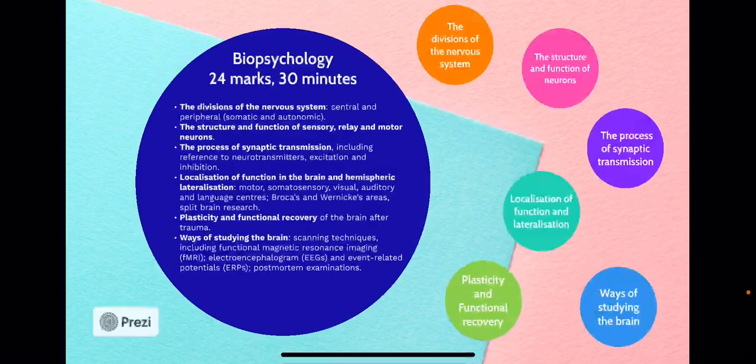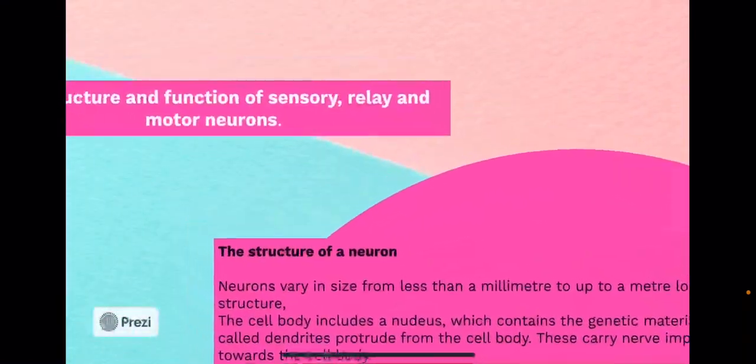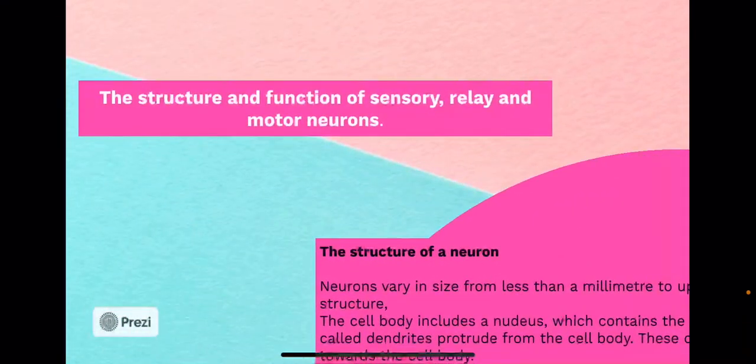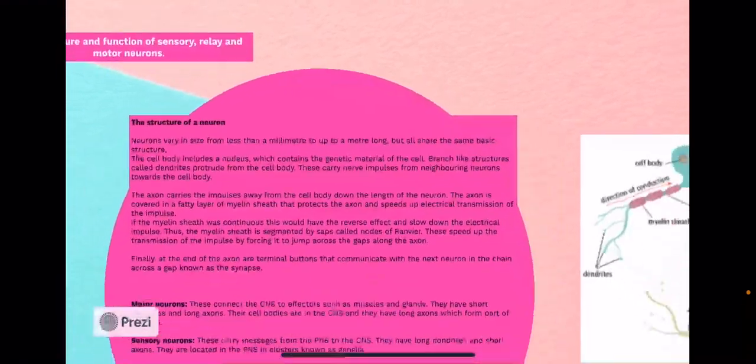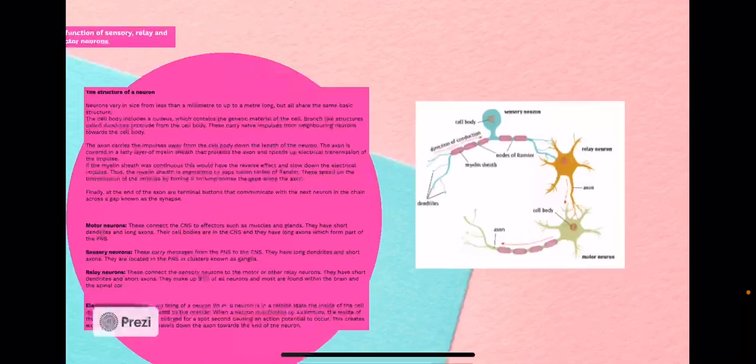Okay, so let's have a look at the structure and function of neurons. You need to be aware of the structure and function of sensory, relay and motor neurons. When you come across some exam questions, I haven't put the diagram questions in the worksheet, but you can find some of the diagram questions on the past papers and you can have a look at some of these diagram questions.